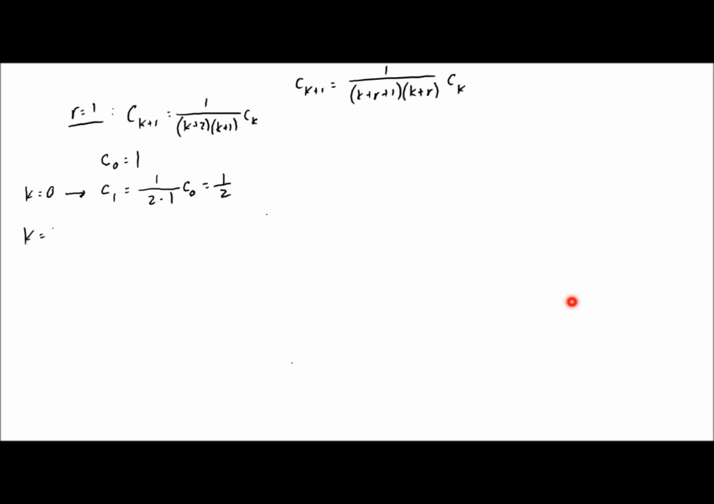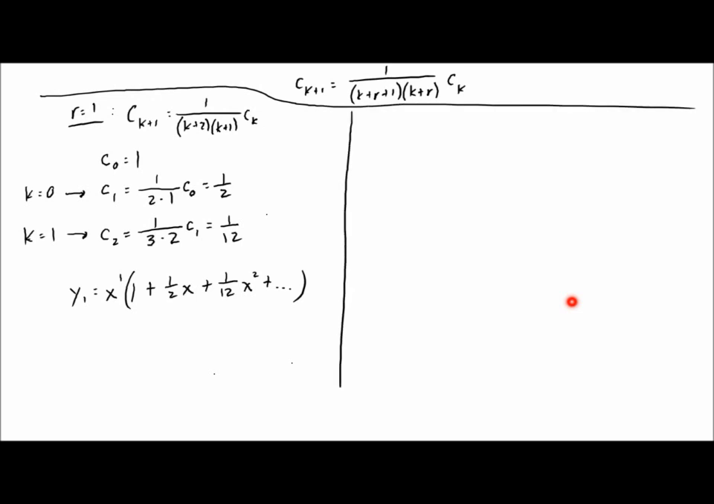And then when k is equal to 1, plug that in, we get c2 would be 1 over 3 times 2 times c1. So 1/6 times 1/2 would be 1/12. So we're getting that y1 is equal to c0 plus c1 x plus c2 x squared plus dot, dot, dot, and all of that is multiplied by x to the r power. So here would be x to the first power. Great. So there's my first solution.